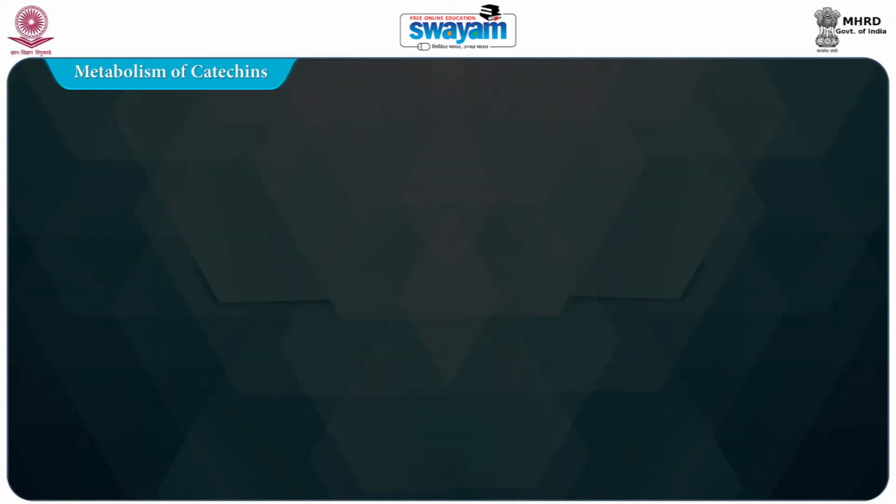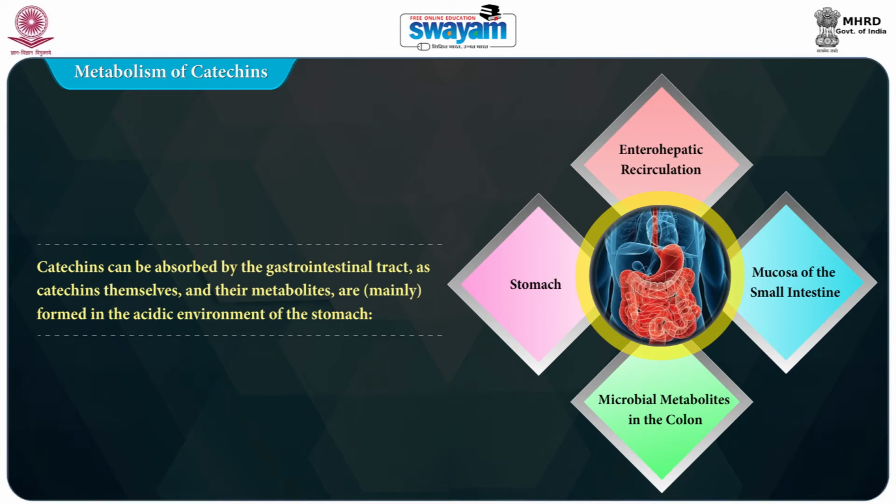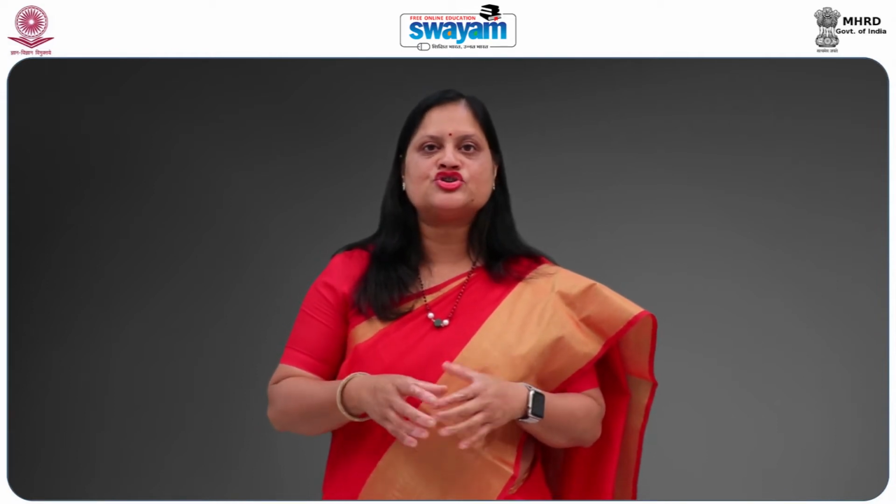Let us now learn the metabolism and bioavailability of catechins. Catechins can be absorbed by the gastrointestinal tract as catechins themselves, and their metabolites are mainly formed in the acidic environment of the stomach, enterohepatic recirculation, the mucosa of small intestine and microbial metabolism in the colon. All the catechins may undergo three types of metabolic pathway: methylation, glucuronidation and sulfonation in the liver and intestinal tissues in humans.